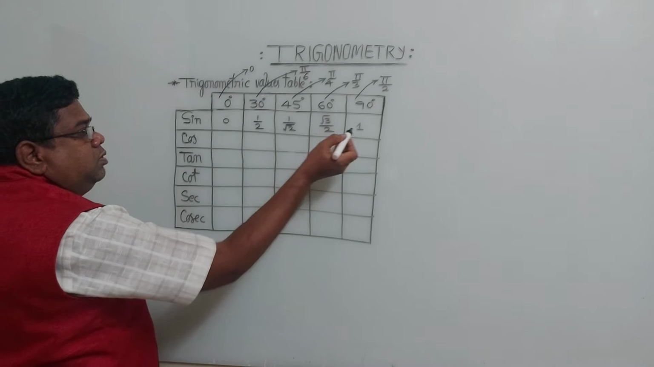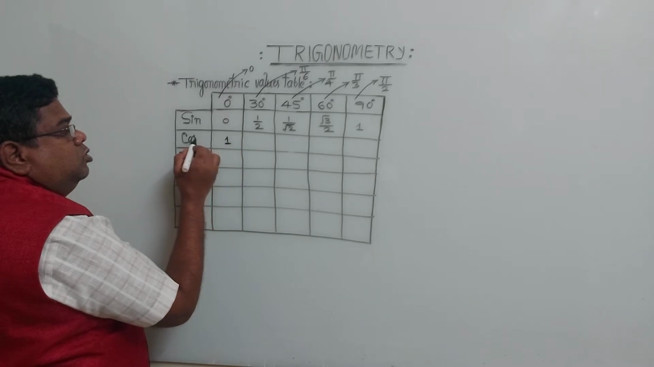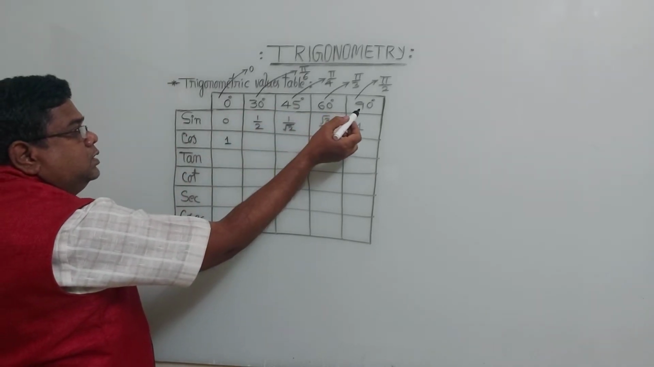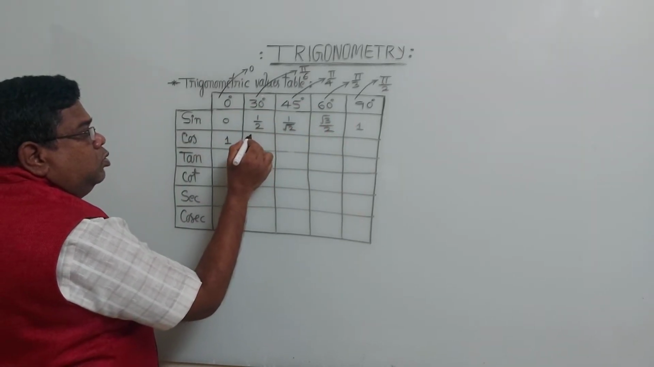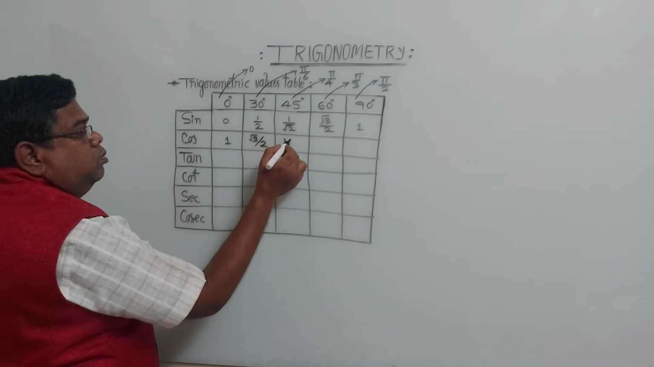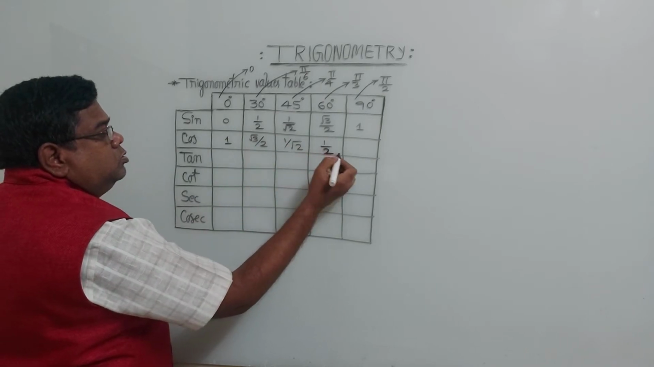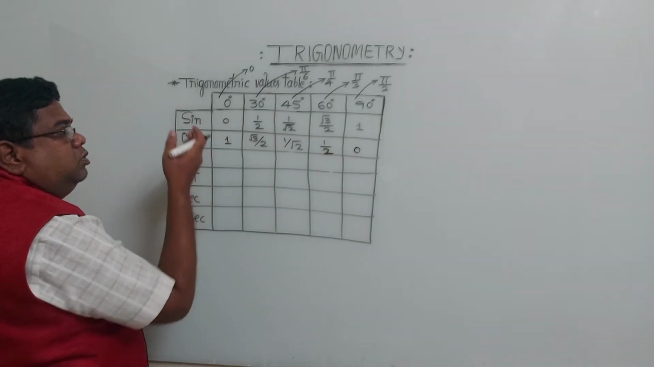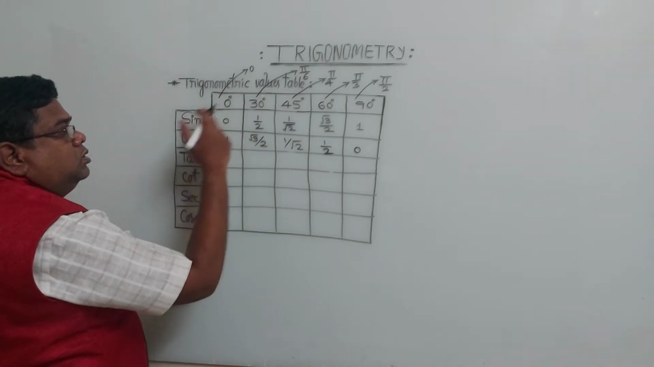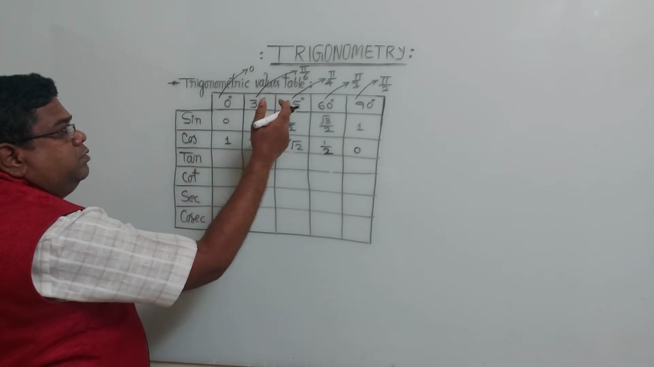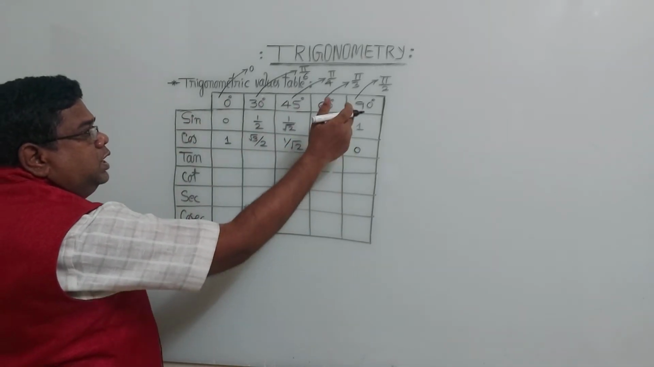Now see the cos values: they come in reverse order, from the last, which is 1. So cos 0 degrees equals sin 90 degrees. Then root 3 by 2, then 1 by root 2, then 1 by 2, then 0. So you take the reverse order. If you know the sin values, you can easily say the cos values. So sin 90 equals cos 0, sin 60 equals cos 30, sin 45 equals cos 45, sin 30 equals cos 60, sin 0 equals cos 90.